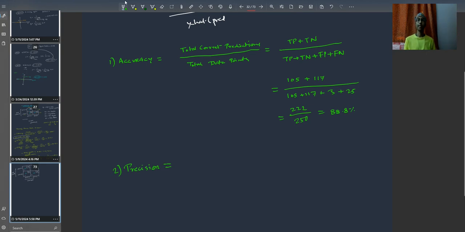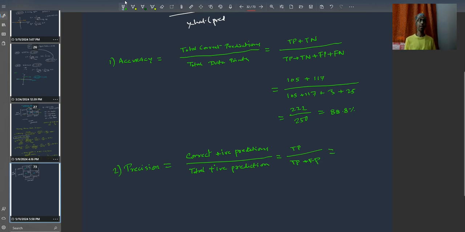This is the ratio of correct positive predictions by total positive predictions. Correct positive predictions divided by total positive predictions. This is equal to the true positives divided by the true positives and also the false positives, because they are also positive predictions, but the only thing is they are false.